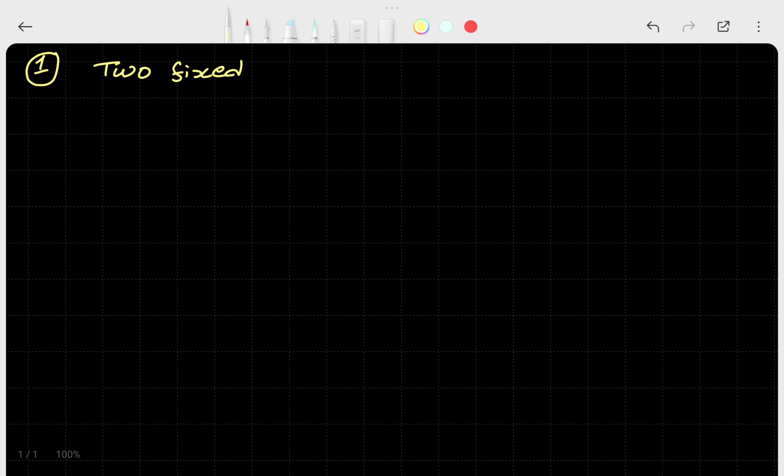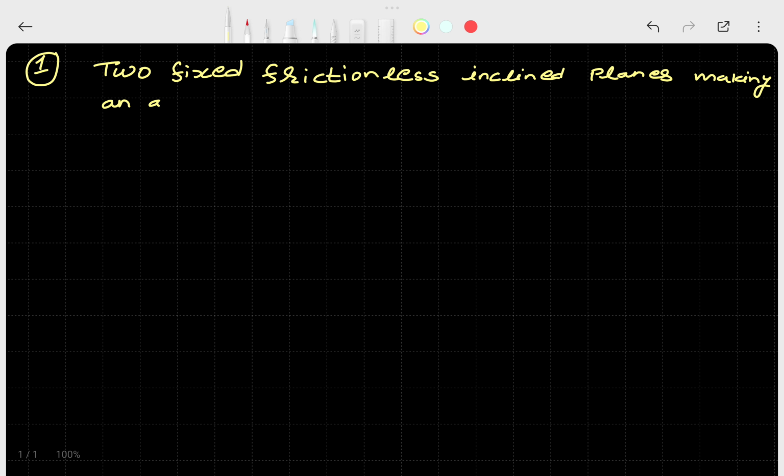Two fixed frictionless inclined planes making an angle 30° and 60° with the vertical. This is frequently asked in JEE, sometimes even in NEET. Though it looks easy, many students get trapped in this type of question.